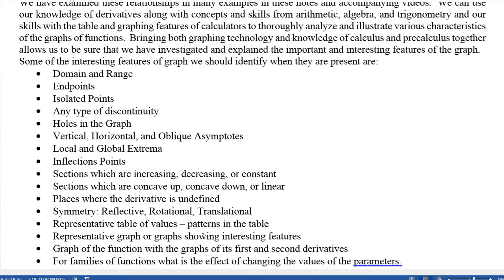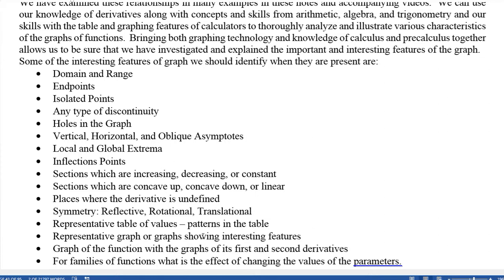Like trig functions, for example, typically have periods. And then we want to maybe make a table of values, some kind of representative table of numbers, and identify some patterns we might see in that table. We definitely want to make a representative graph, probably with technology, showing interesting features. Sometimes one graph will show all of the interesting stuff that you would like to see in one particular picture. Other times we will have graphs where you can't see the whole thing in one picture. We might need 2 or 3 or 4 graphs to see the different pictures.